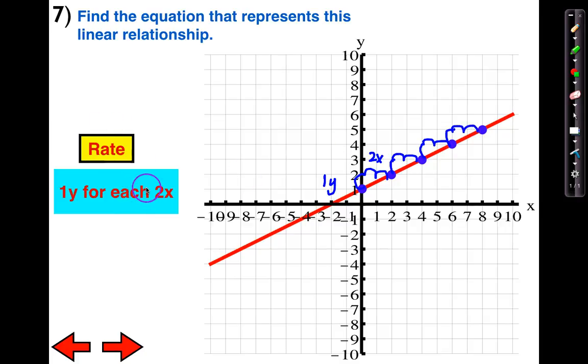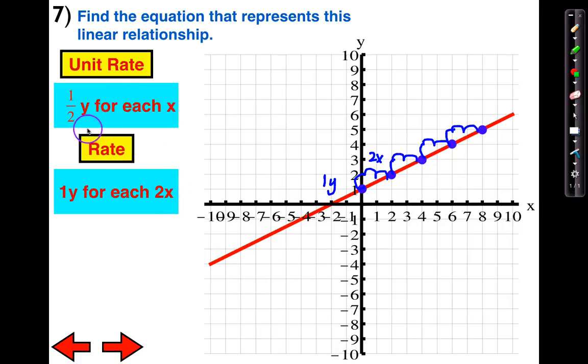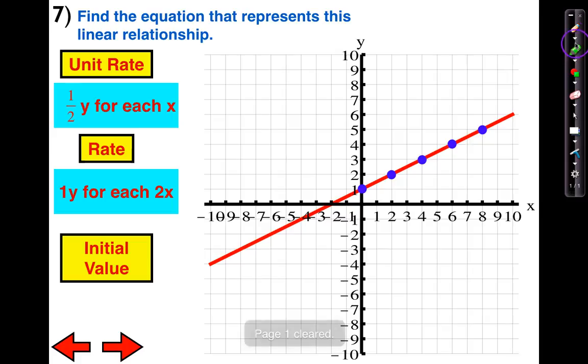So I'm going to go ahead and write that down. Now, in terms of unit rate, because we don't want it to be for each 2x, we want it to be for each 1x, we would translate that to 1/2 y for each x. Okay? So we basically made this into a fraction, 1 over 2. So half y for each x. Now, as for initial value, we need to see where this graph is starting. When x is 0, what is y? Y is 1.